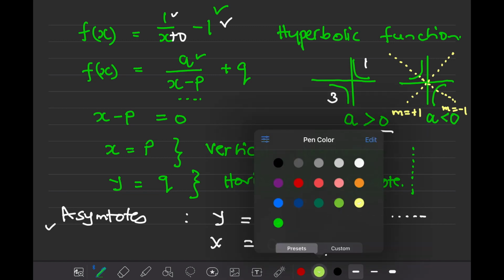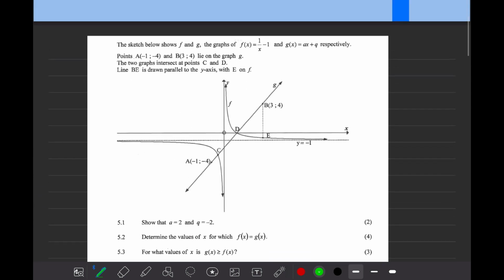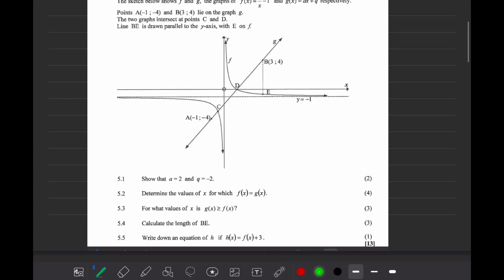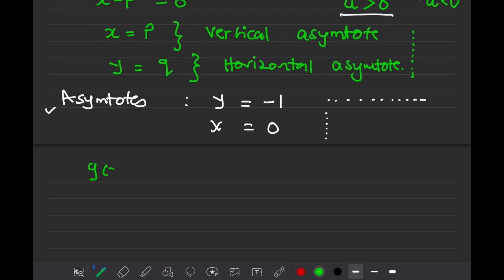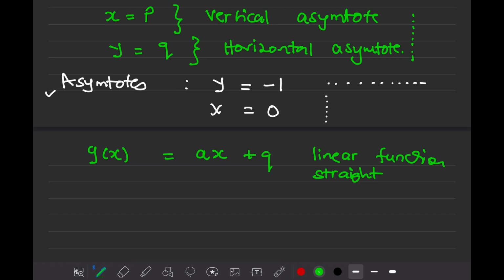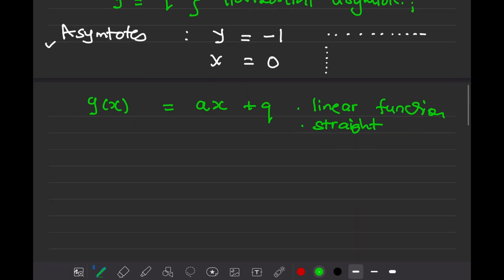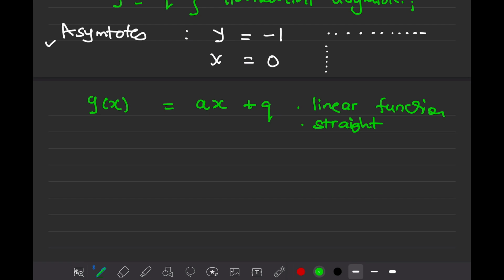Okay, let's continue. Let's look at the other function that we have. We have g of x, which equals ax plus q. Let's write that down. So g of x is equal to ax plus q. What type of function is this? This is a linear function. Or you can just say a straight line. It's a straight line graph or a linear function. Whichever way is going to assist you. Okay, so now, this is a linear function.